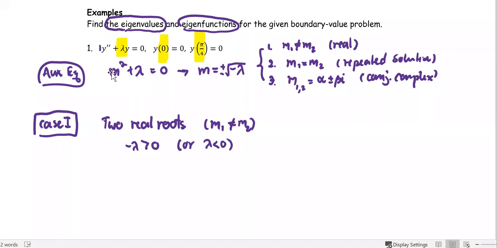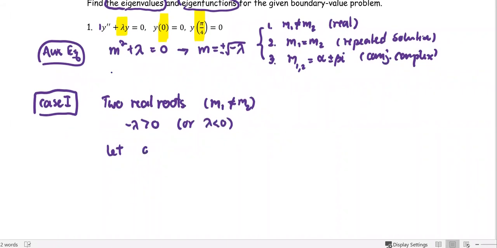Okay, and to get the real root, we're gonna introduce a new parameter or helper. So I'm gonna use omega squared, or let omega squared be negative lambda. Because the negative lambda is positive, omega squared is gonna be positive. That's our goal, just for our convenience to solve the problem. If omega squared is greater than 0 and represents a negative lambda, that means m is gonna be plus minus the square root of omega squared, or just plus minus omega.